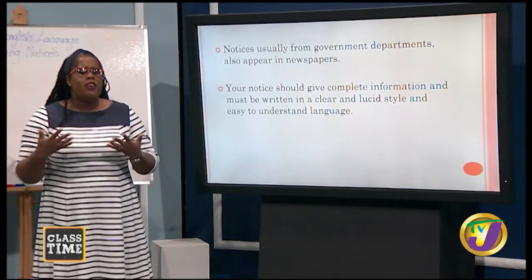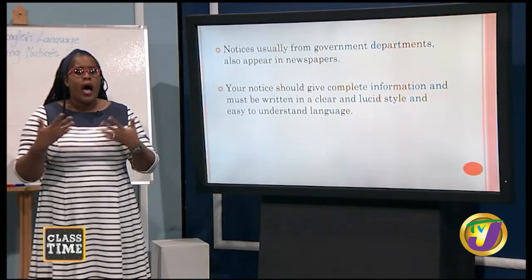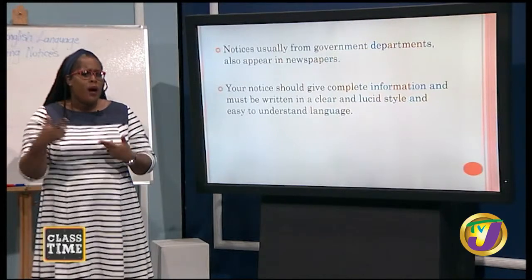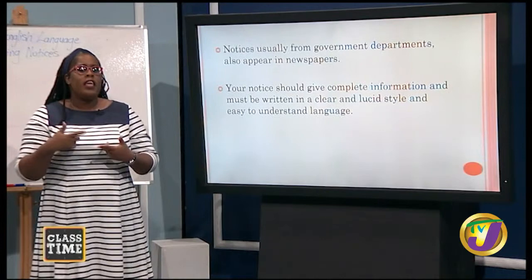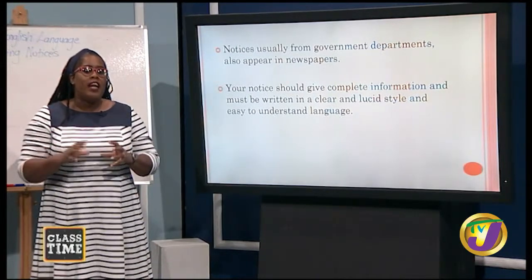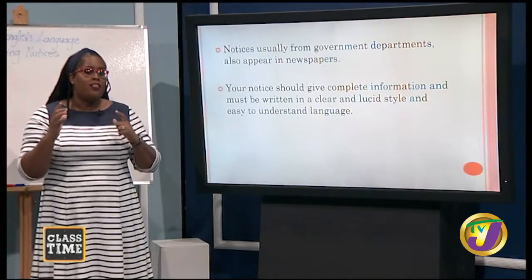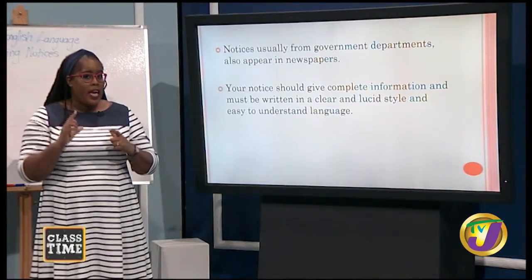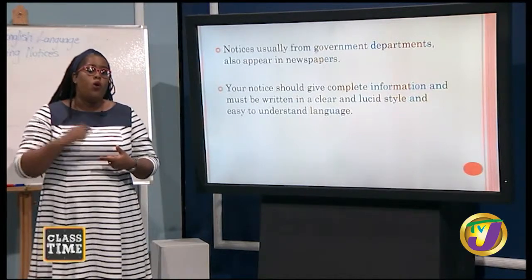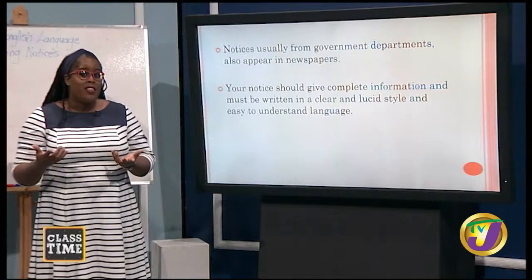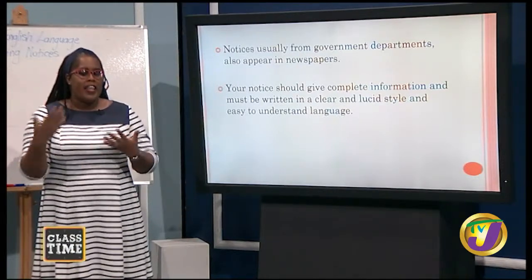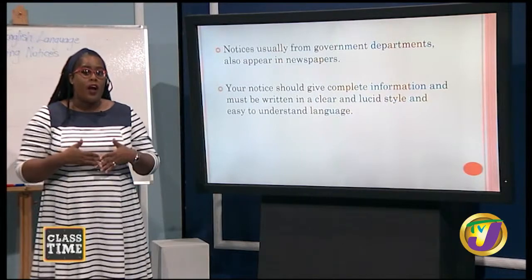Why do you think that the words on the notice are so limited? Think about it. Why is it that they use so few words on the notice? So again, why do you think persons use so few words on the notice? Think about it, write it down, and then we're going to find out if you are correct.